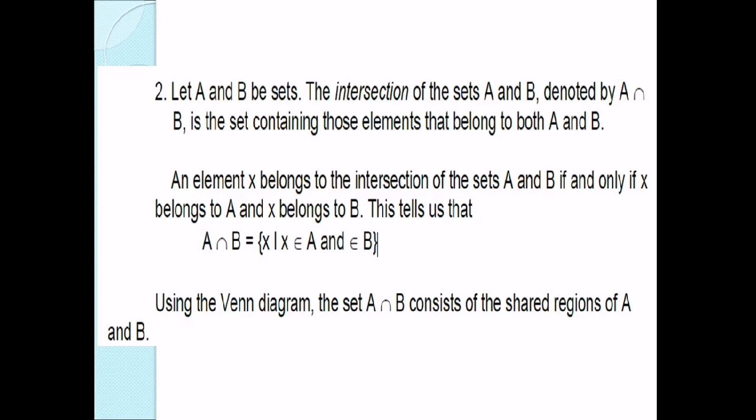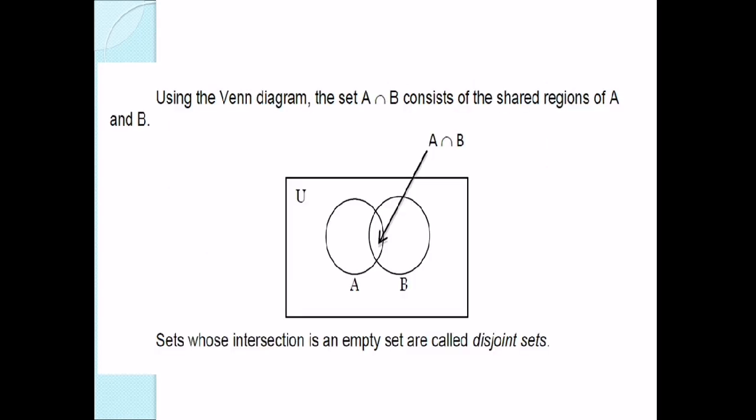An element X belongs to the intersection of the sets A and B if and only if X belongs to A and X belongs to B. This tells us that A intersection B is the set of all X such that X is an element of A and an element of B. Using a Venn diagram, the set A intersection B consists of the shared regions of A and B, the part in the middle. So that is A intersection B.